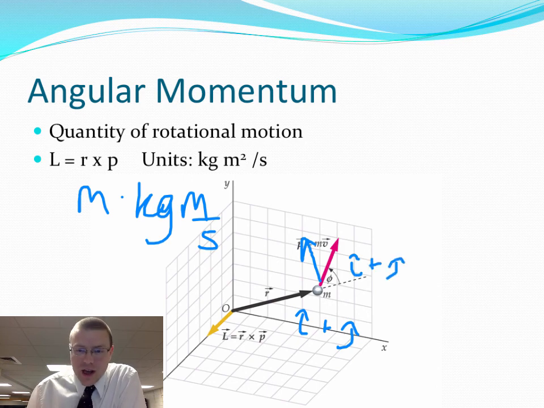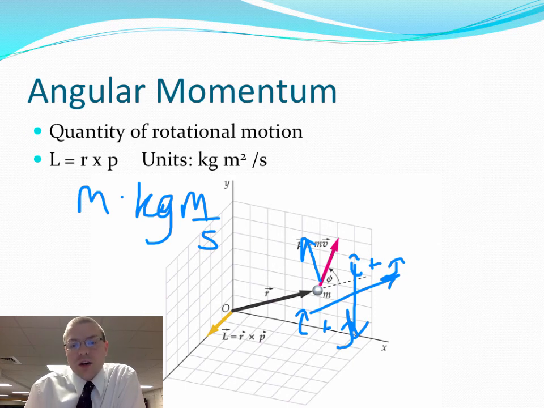So when you cross I and I, you get nothing. J and J, you get nothing. But I cross J ends up giving you K. So we know that the angular momentum must always point in that positive Z direction, just based on our vector notation.